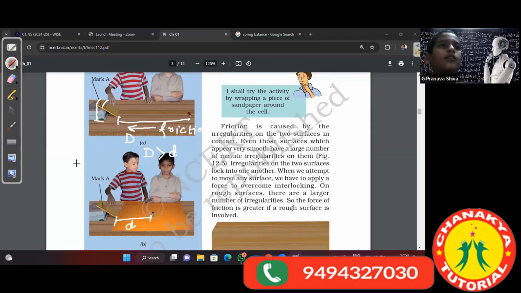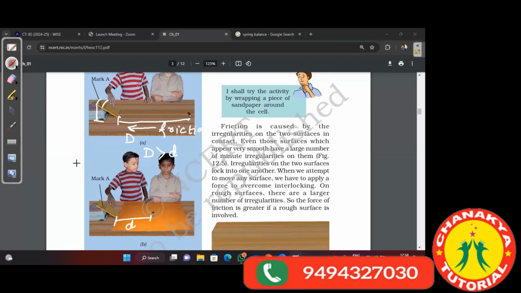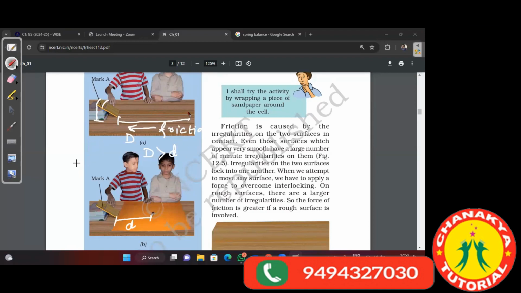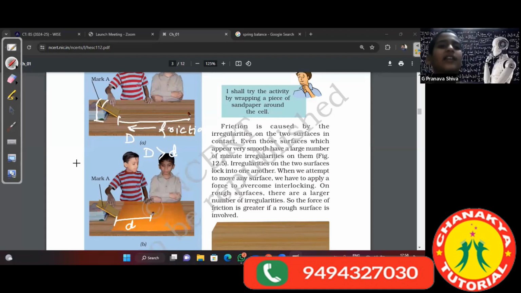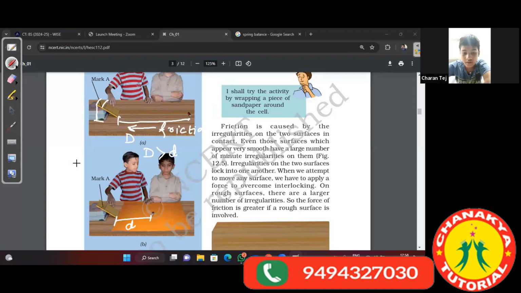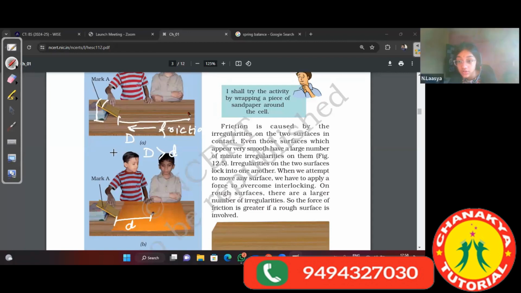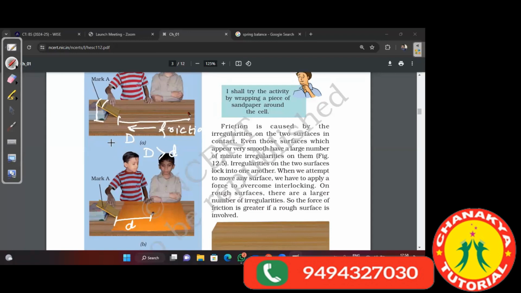Which force pushes the cell from the inclined plane? Now you tell which force is pulling it down. Charantej, can you tell? Gravitational force, sir. Yes, it is the gravitational force which is pulling it down, and it is the frictional force which is opposing it.